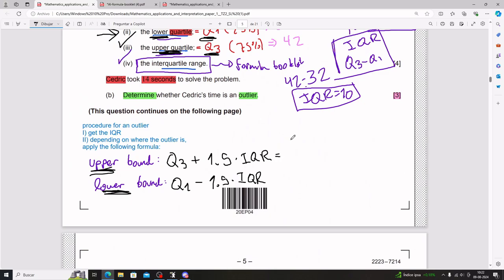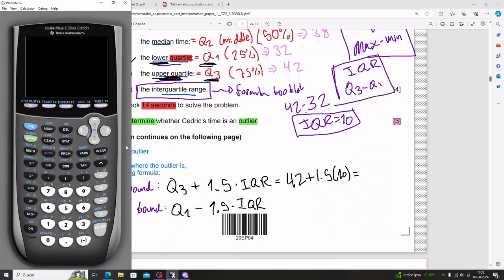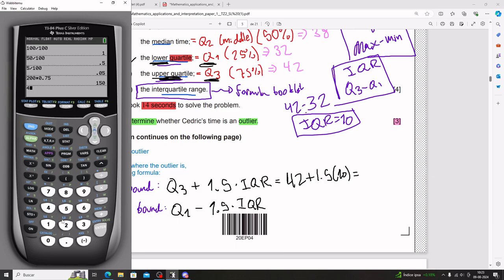If I apply it for the upper bound, you end up with 42 plus 1.5 times IQR, which we said was 10. So that ends up as 42 plus 15, if I'm not mistaken. Let me just check my work.